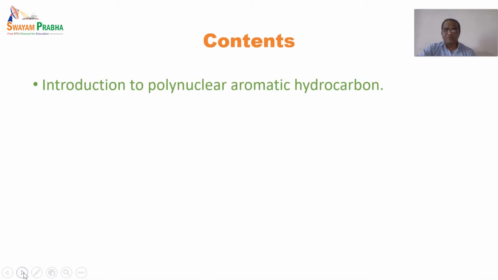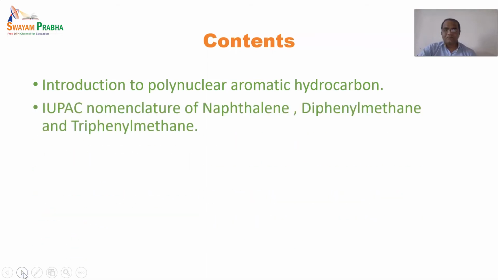So the contents for this session: firstly, introduction to polynuclear aromatic hydrocarbon, and also the classification of these polynuclear aromatic hydrocarbons, and why they are said to be polynuclear, and what is the role of an aromatic ring in it. After that we will see nomenclature of naphthalene, diphenyl methane and triphenyl methane. There are almost 5 polynuclear aromatic hydrocarbons in the syllabus, and from these we are covering 3 examples in this session.